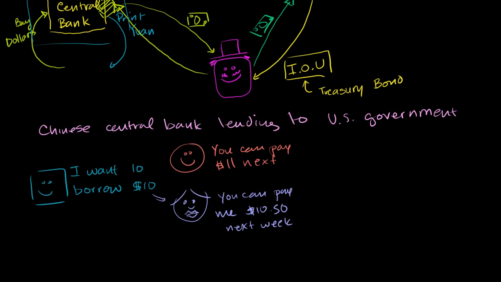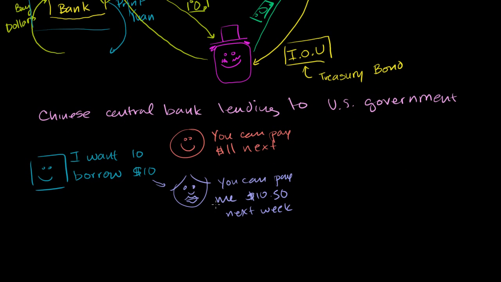You can imagine even a third person who says, no, wait, I've got $10. Let me draw this third person who says, I have $10, and you know what? It's just going to be sitting in my bank account doing nothing unless I lend it to you. You can pay me, I don't know, $10.25 next week. And then I'm going to go to this person. So the larger the number of people willing to lend to me, the lower my interest rate will be.